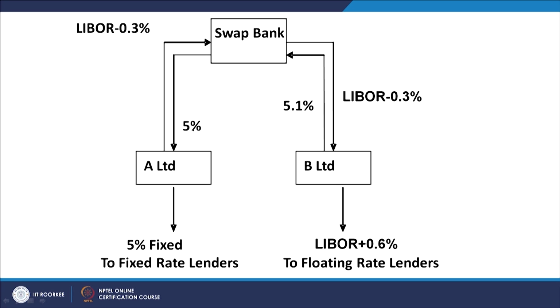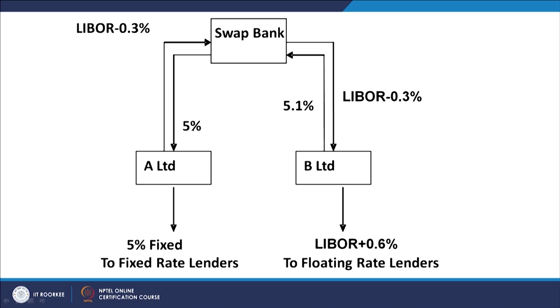However, it is making a payment of LIBOR minus 0.3% to the swap bank, which constitutes its actual cost, and that is a floating cost. So, A has achieved its objective of a floating rate borrowing at LIBOR minus 0.3% by this simple swap.